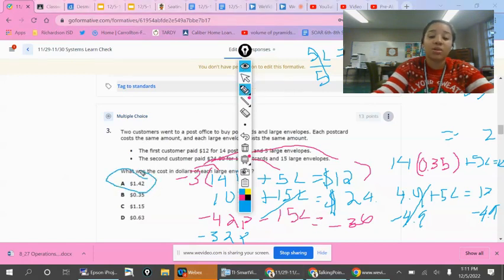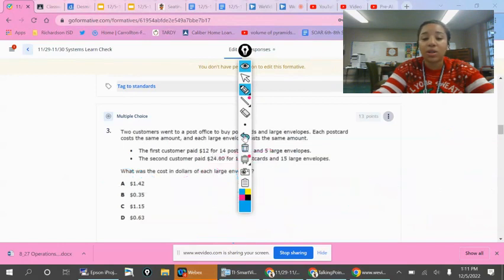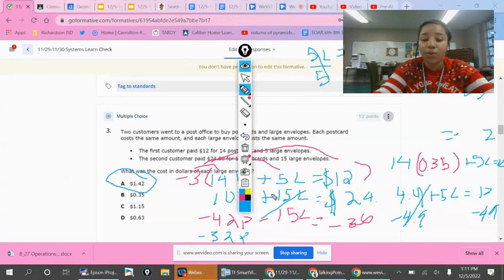This is the elimination method. It does take a lot of steps. If you like to do this and solve for Y, you can do that. You can make postcards X and envelopes Y, solve for Y, and you can get the same thing. I just did elimination because they were lined up and I could do it that way. But any method that you choose, you can definitely solve it.